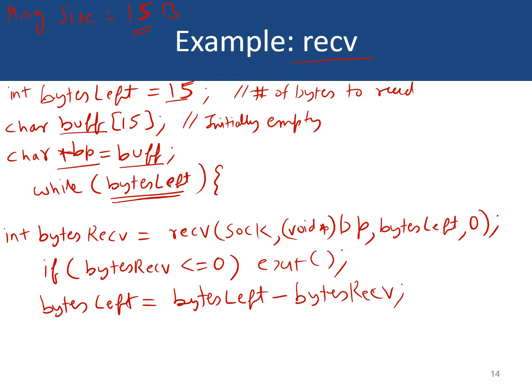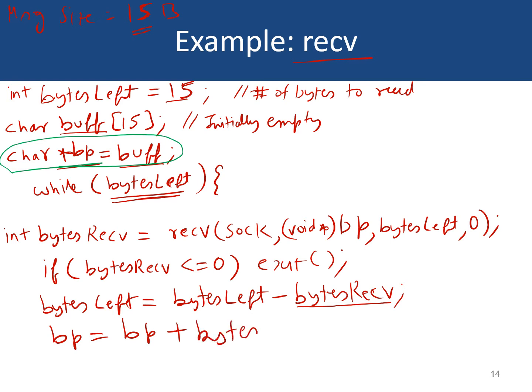Note that these bytes, the bytes received number of bytes, have been received from the socket, and they would be written in the buffer. And therefore, before the next iteration of the while loop, we need to update the position to which this character pointer is pointing, so that it is pointing now to the next available location in the buffer. So to do that, we simply say BP is equal to BP, the current location of the pointer, plus bytes received. So we advance the pointer by these number of bytes, and that ends the while loop.